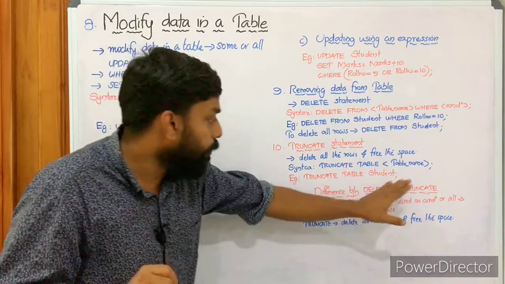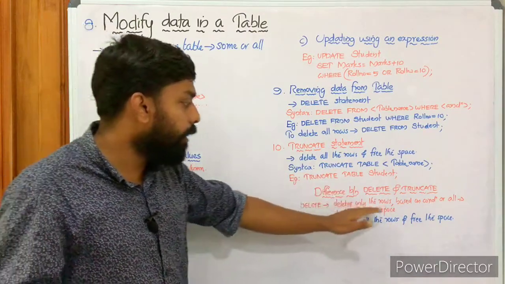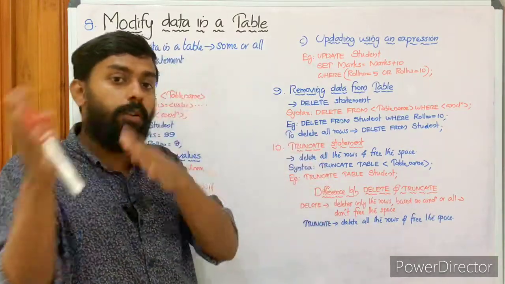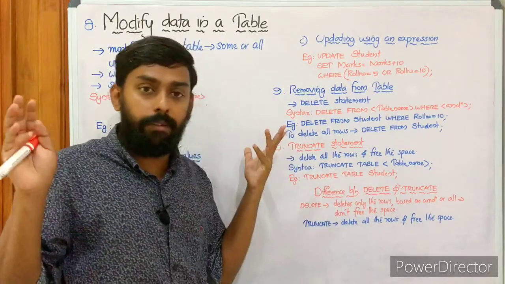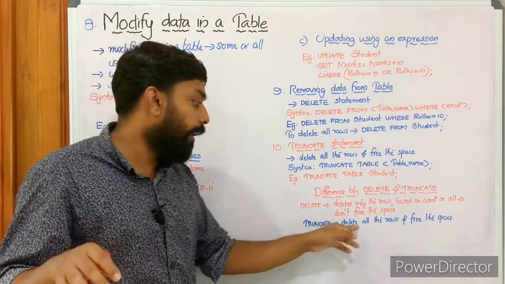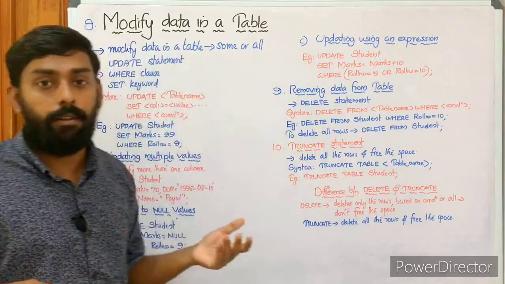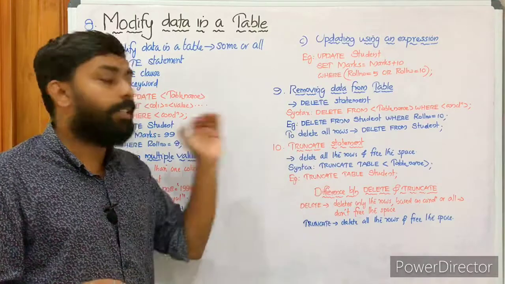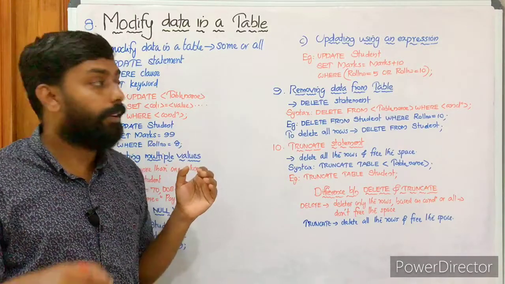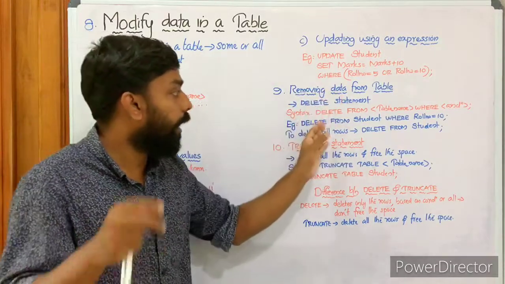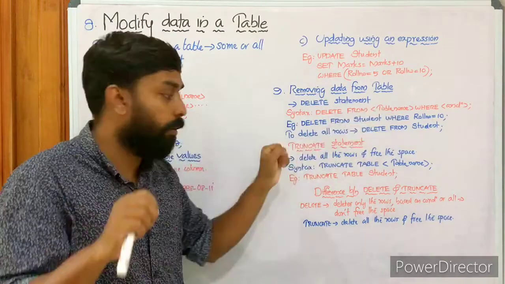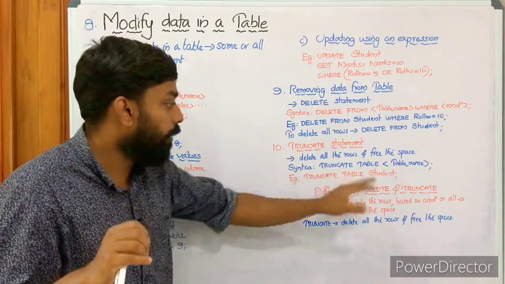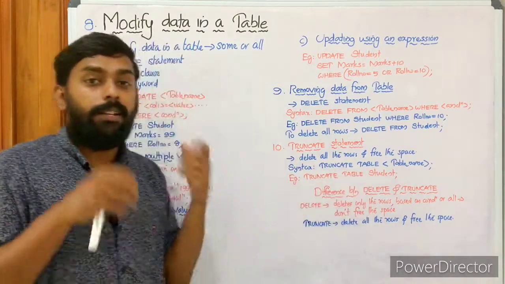Then the difference between delete and truncate. Delete deletes only the rows, based on a condition or all; we can use it with or without a condition, and it doesn't free the space. But truncate deletes all the rows and frees the space. So this is all about the difference between truncate and delete. Delete can be applied with or without a where clause, while truncate not only deletes all the data but also frees the space. That's the main difference.